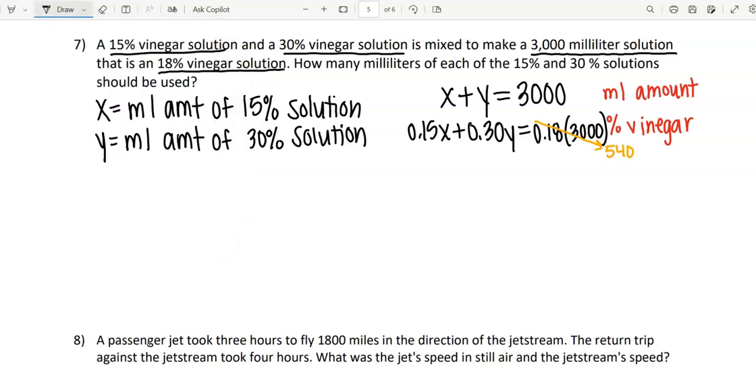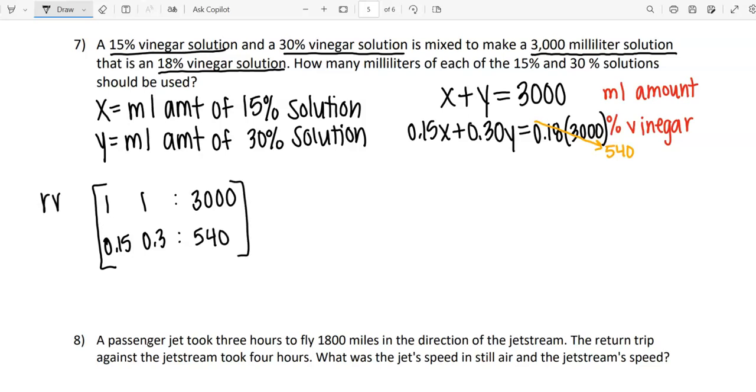2 by 3. You got 2 equations, 3 spots. Your matrix should be 1, 1, 3,000. Be careful with the zeros. 0.15, 0.3, 540. We are RREFing that. Try that, see how it goes. Let's see if we can get our solution. Jackson's paper, 1, 0, dot, dot. Tell me if you got something different.